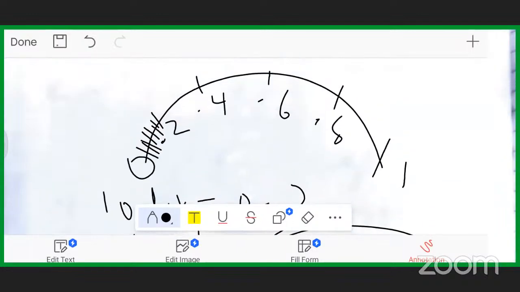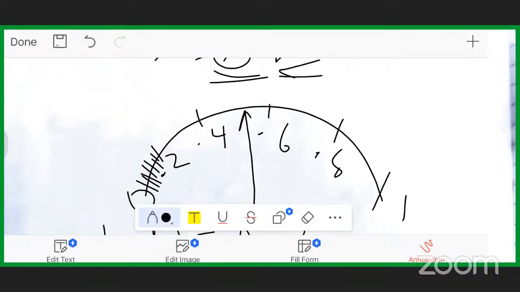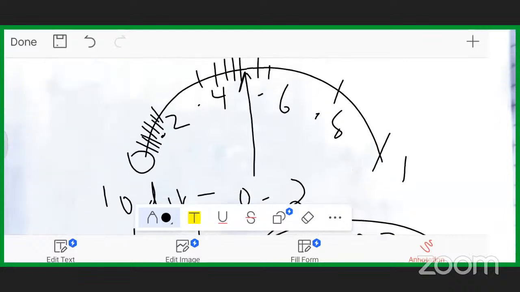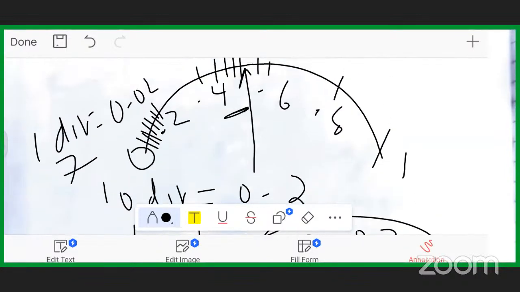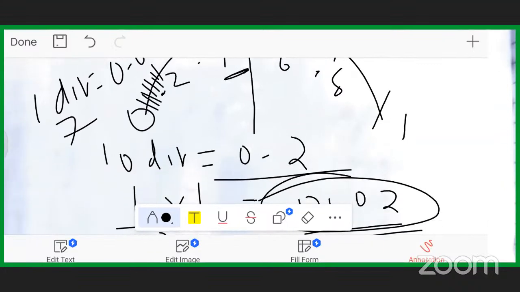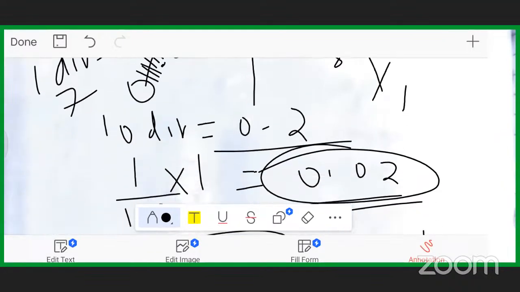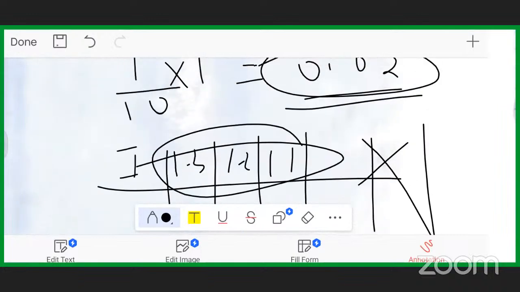So like if the reading was somewhere there, and maybe that is the 7th division. So just check that 1 division was representing 0.02. Then how many do you have? 7 from the 0.4. So what about 7? You multiply and you'll get, I think, around 0.14, right? Yes. So when you get 0.14, then ulikuwa umefika wapi?